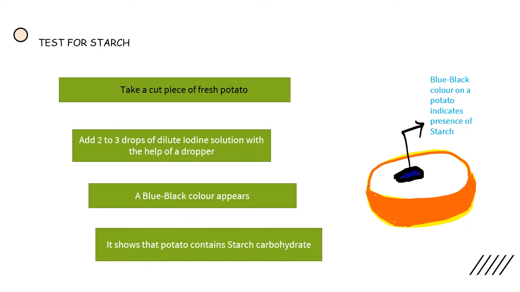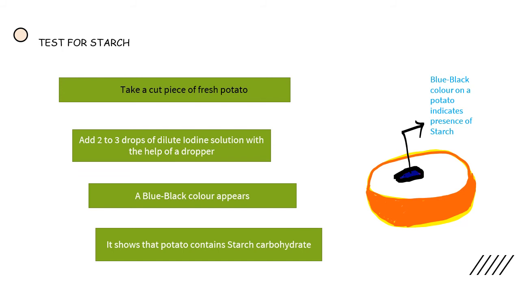Tests for nutrients. Here we are discussing the test for starch, the test for proteins, and the test for fats. Starch is a type of complex carbohydrate, which is the stored form of glucose in a plant. During photosynthesis, glucose is produced and stored in the form of starch. So how can you test the starch content in different parts of the plant? Because extra glucose is stored in the form of starch in different parts of the plant.